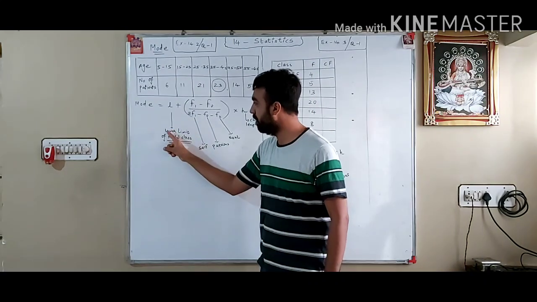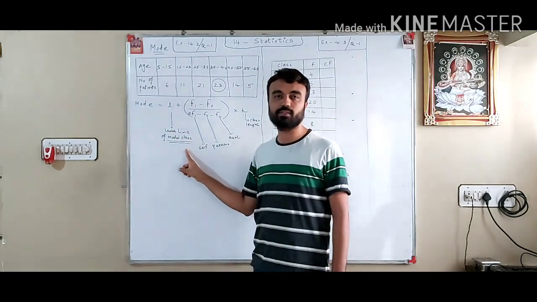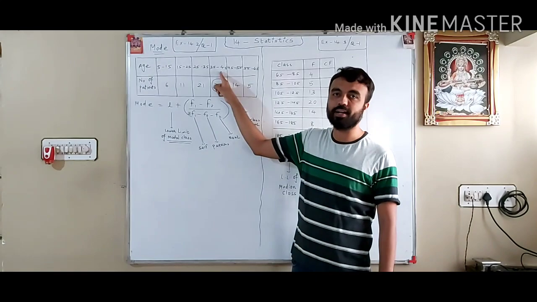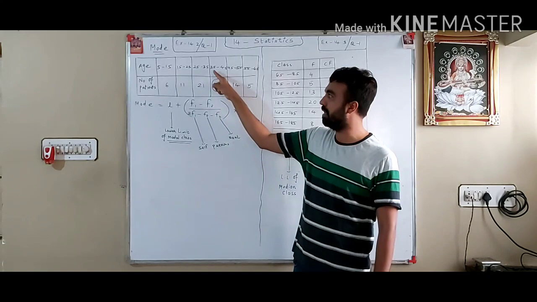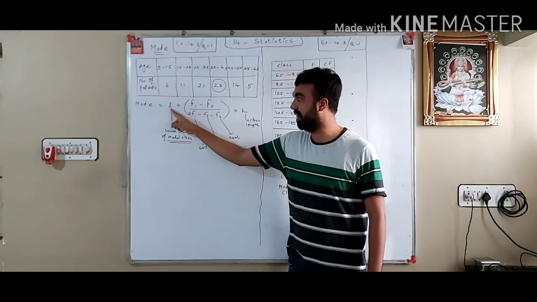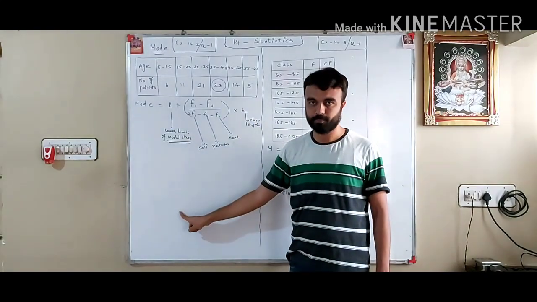So what is L? Lower limit of the model class. So which one is the model class? 35 to 45, because it has the highest frequency. So what is the lower limit of this class? 35. So in this case, L will be 35.